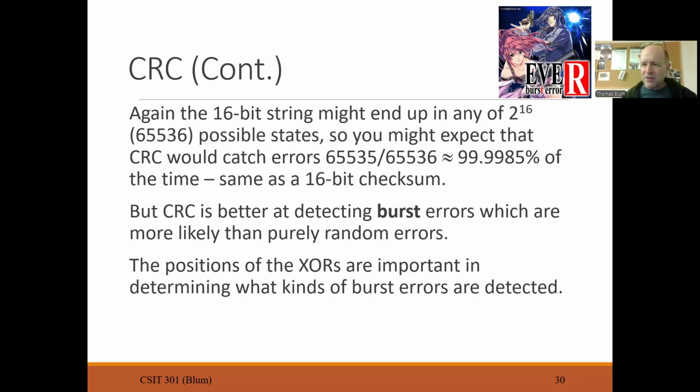But in the CRC, you have the shift register. A shift register is a shift register, but we're going to sprinkle in some exclusive ORs, and we can position those exclusive ORs, and the positioning can make it more likely that we might detect certain kinds of errors. So if we know a certain kind of error, some kind of burst error, is more likely to occur than a pure random error, then we can engineer our CRC detector to be more likely to pick up the more likely error.